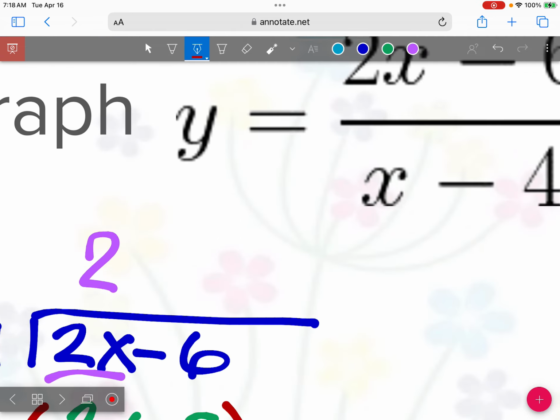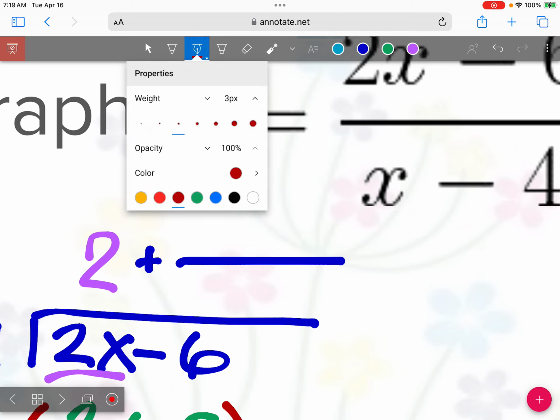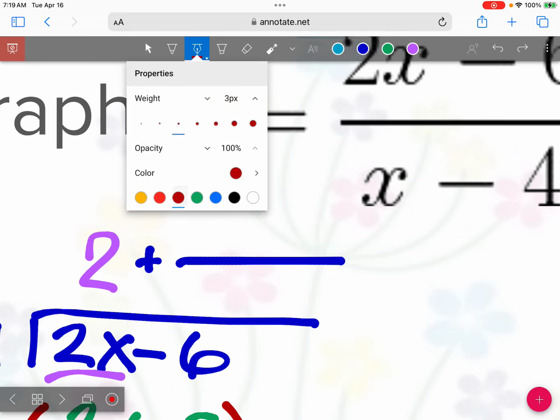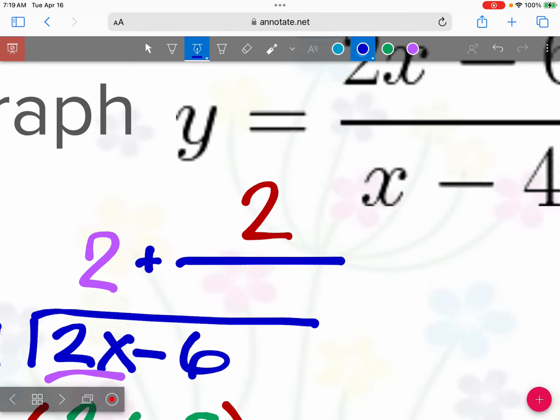Good job, Eric. So I'm going to write that in my little remainder fraction here, where we have our positive 2 over our, wow, that's really big. I'm going to write that 2 with a little bit less of a crazy size. That one's a little wonky. Positive 2 over our x minus 4.